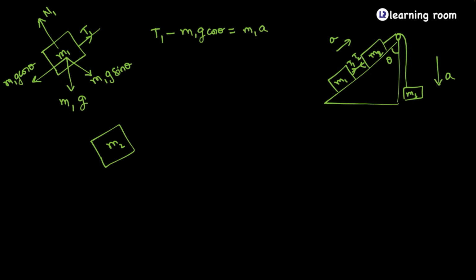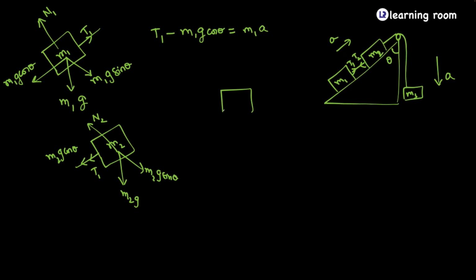So with respect to M2, in this direction, what are all the forces acting? It is M2G cos theta. Along with that, there is T1 also acting. So there are two forces, that is why two arrow marks. This will be downward, it will be M2G, and this is going to be M2G sin theta. And how much is this force going to be? It will be N2.